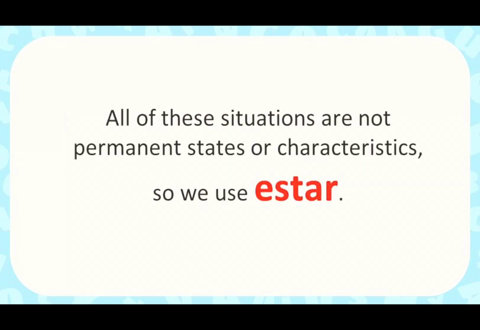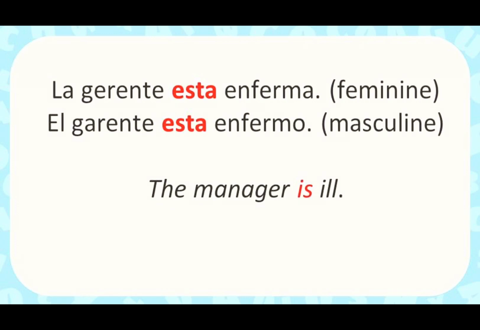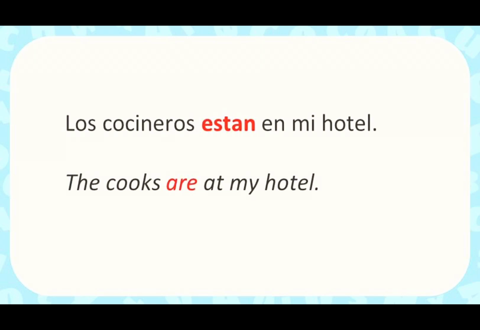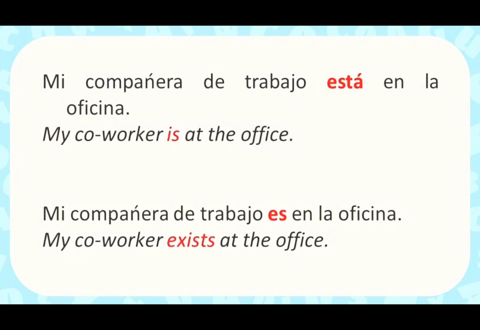All of these situations are not permanent states or characteristics. So we use estar. The manager has been well in the past and will hopefully get better. So that's not permanent. Peter is not nailed to his kitchen, so he might be in the living room tomorrow. So that's not permanent either. And the cooks may be in the kitchen tonight. That is also not permanent. In particular, you would always use estar when you're talking about someone being at a particular location since people can do and move around.